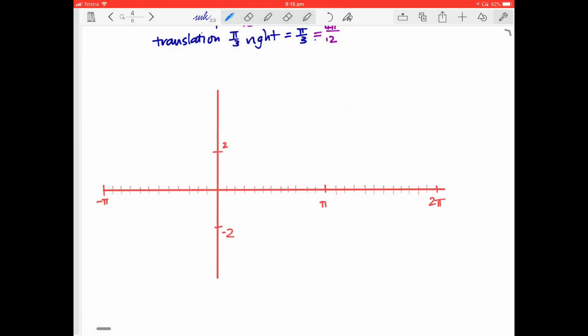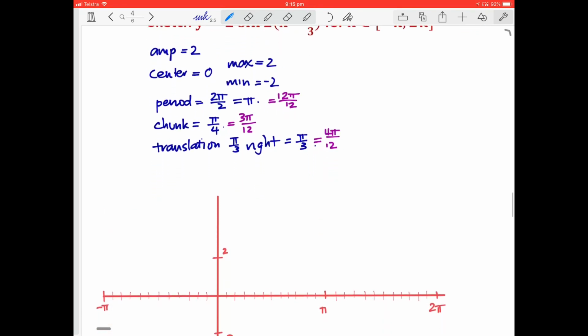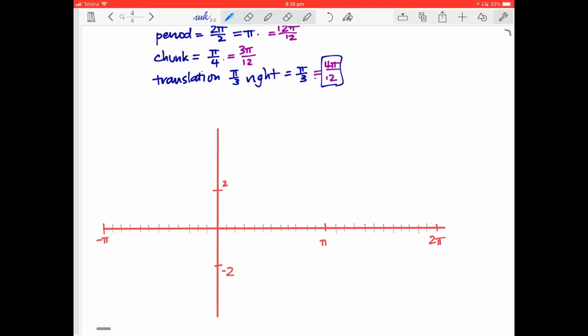Okay, so it's a sine graph, which starts in the center. We know it's been translated 4 pi on 12 to the right, so that's our starting point. So if we go 1, 2, 3, 4 pi on 12 to the right, now we can forget about our translation. We've taken that into account.